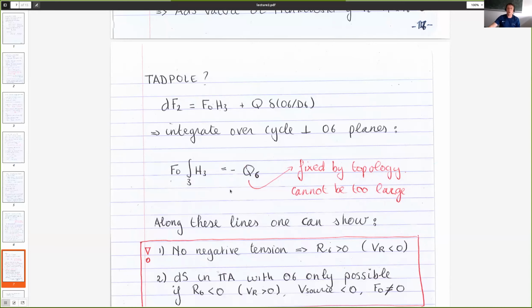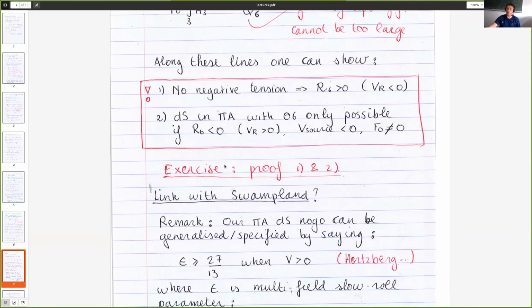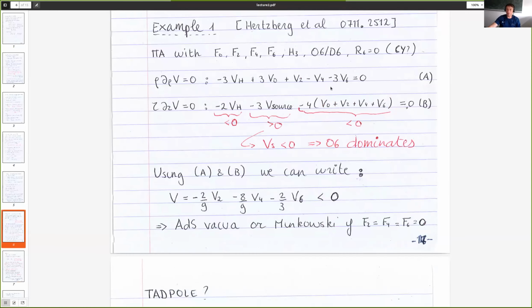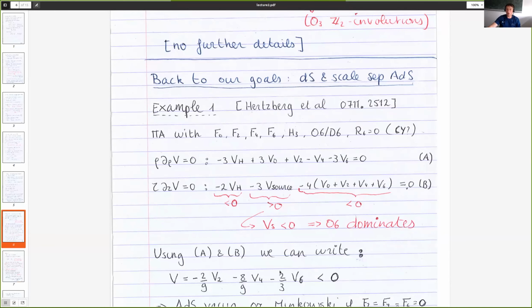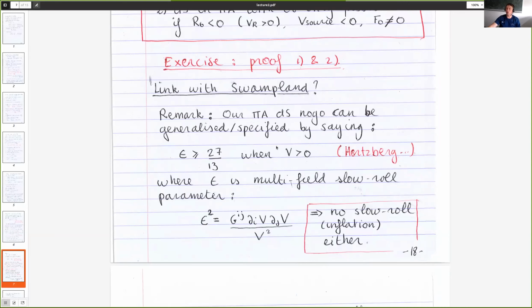So let us try to prove these statements, and let us also make a link with the Swampland program. Before I do that, I want to add one more detail, which was the whole point of this paper, which is a very pedagogical paper. You can do more than what I did. What I showed you here is that if there is a vacuum, it must be AdS. What they have shown is that slow roll would also not be possible.